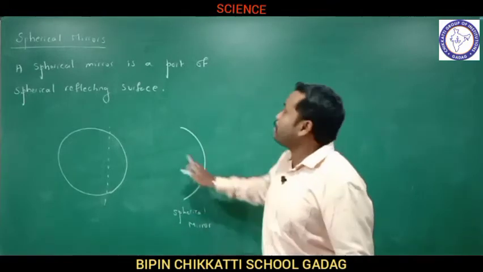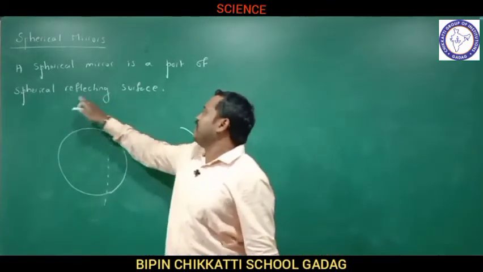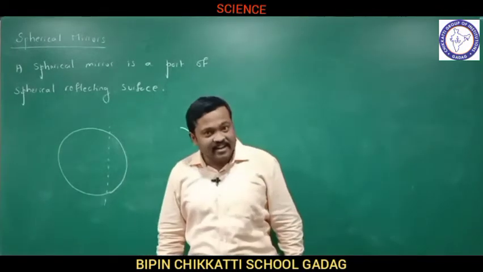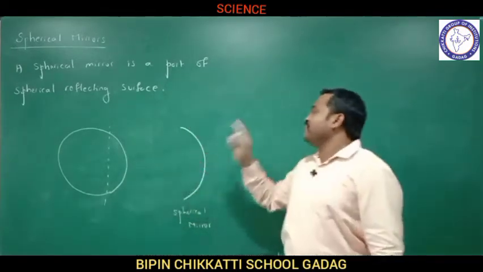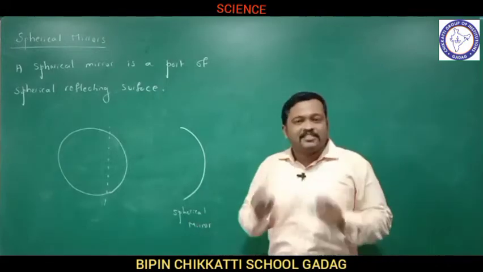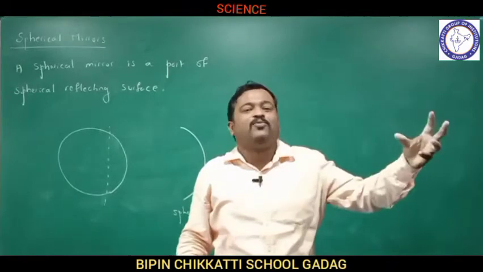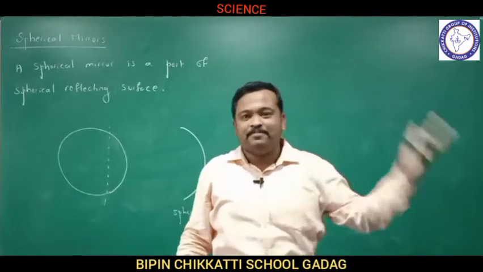A spherical mirror is a part of a spherical reflecting surface, right? There is a surface which is reflecting, and the part of a spherical reflecting surface is called a spherical mirror. There is a sphere, and you cut that sphere, and the part we get is called a spherical mirror, right?